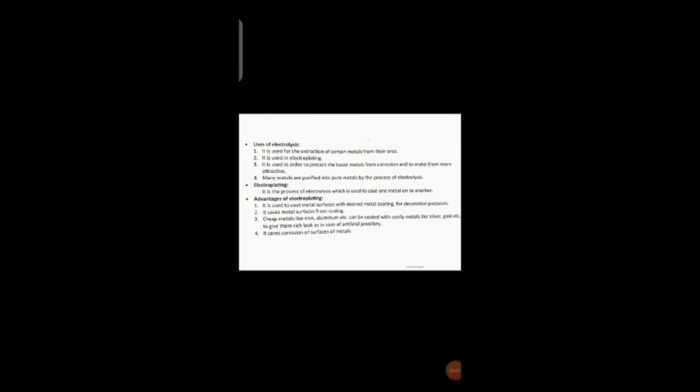Advantages: there are certain advantages of electroplating. A major example is that one element is covered with another element to save it from corrosion. Also, some cheap metals like iron and aluminium are coated with an expensive metal like silver or gold, so that it is cheap but looks good, as done in artificial jewelry. These are the main uses of electroplating.